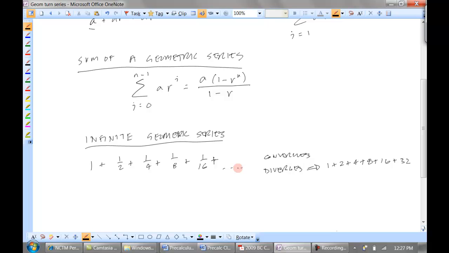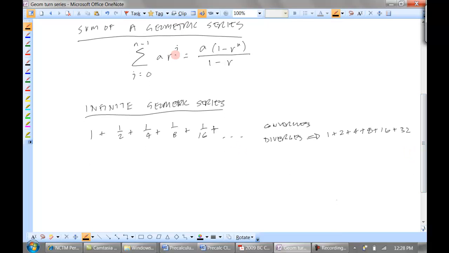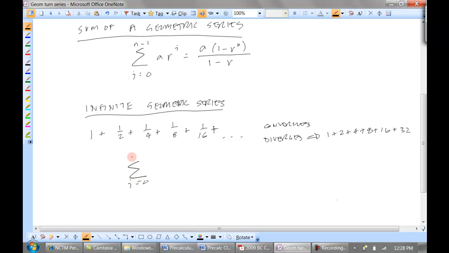And we can actually use what we learned about the sum of a geometric series to take a look at what happens. We know that it's equal to a times 1 minus r to the n all over 1 minus r. Well, in the example above, we know that a, the first term, is equal to 1, and we also know that r is equal to 1/2.